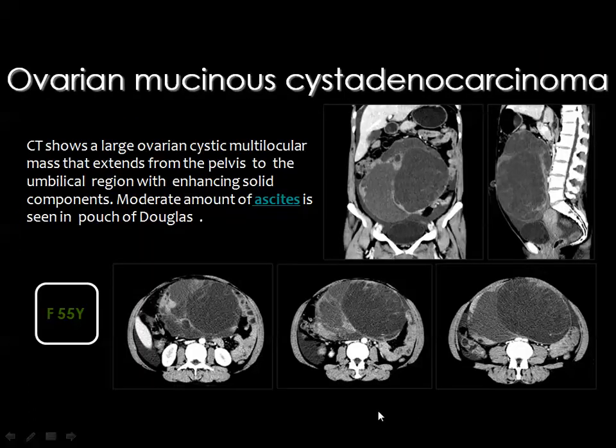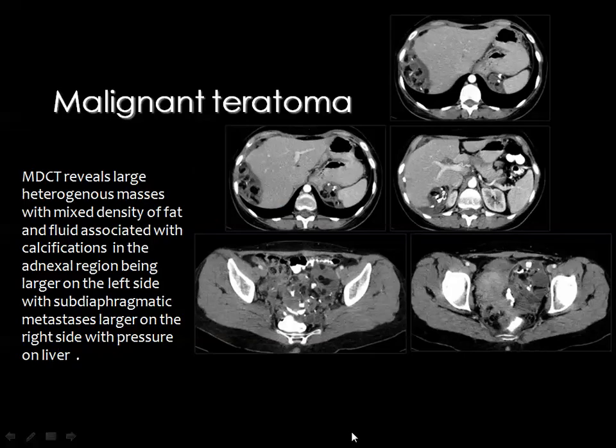And this is another example of mucinous cystadenocarcinoma of the ovary. And you see a big mass, which is predominantly cystic with internal septations and some nodules on the septa and on the wall. And you see these projections inside the cystic component of the tumor.